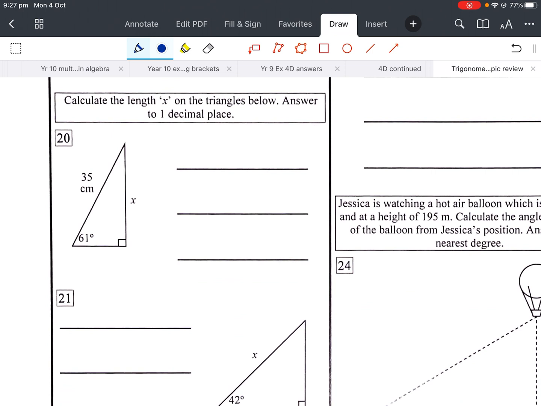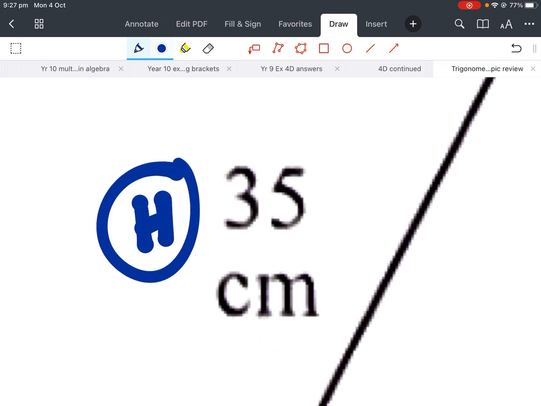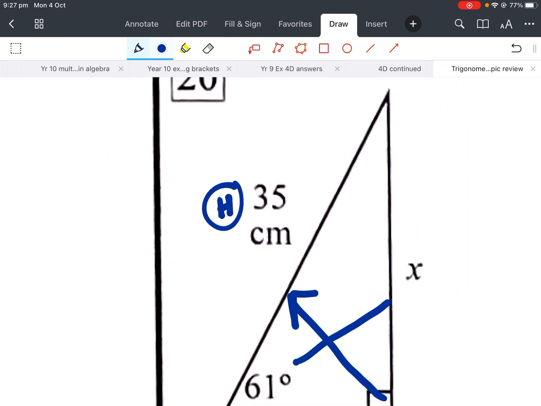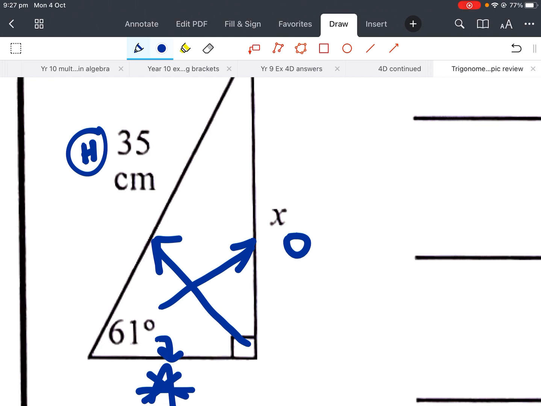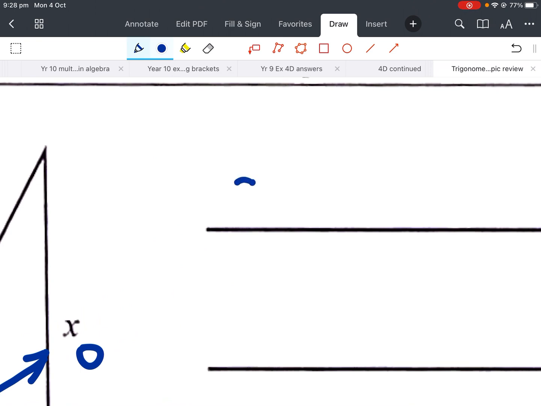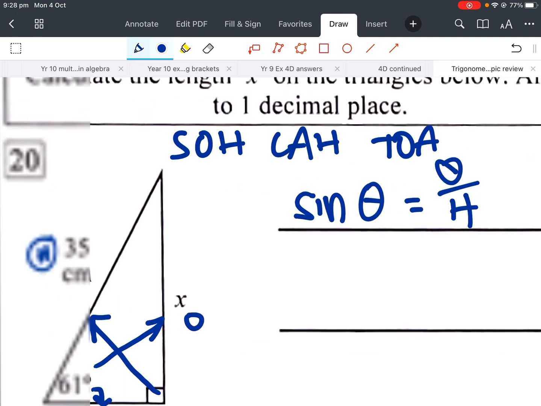Next one, calculate the length x on the triangle below. All right, so let's do the same thing. We need to label all the sides where the numbers are. So opposite the right angle, my favorite, hypotenuse. Okay, this one is opposite, not next to the angle. That one's next to. Remember, A is next to, so that one must be opposite. So which one uses O and H? Hopefully you said sine. Sine theta is O over H. Don't forget to write SOHCAHTOA down so you can figure out which is which.